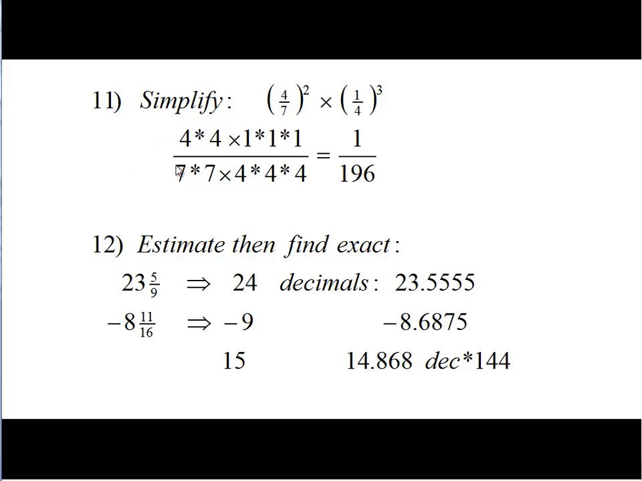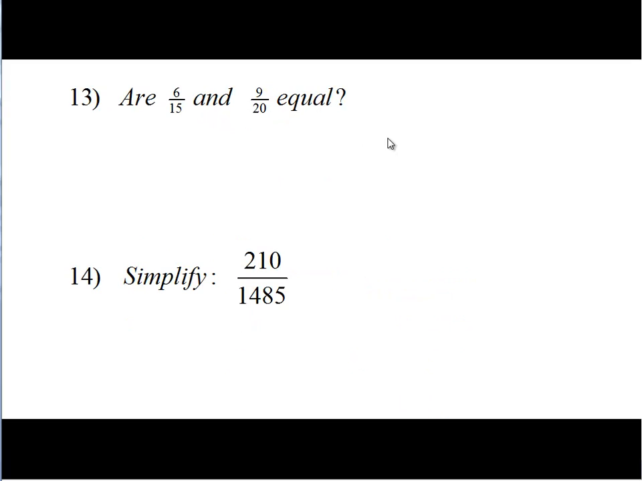And then the common denominator is my 16 and my 9. 9 times 16 is 144. So I take my decimal, 0.868 times 144, and that gives me the top of my fraction, 125. The bottom of my fraction is 16 times 9, which is 144.